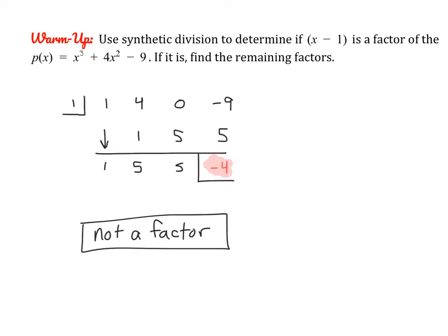Alright, so here you can see set up the synthetic division. Make sure you have that placeholder for the missing x term, and make sure this number in the box is positive 1. So since the remainder is not 0, we can say that it is not a factor.